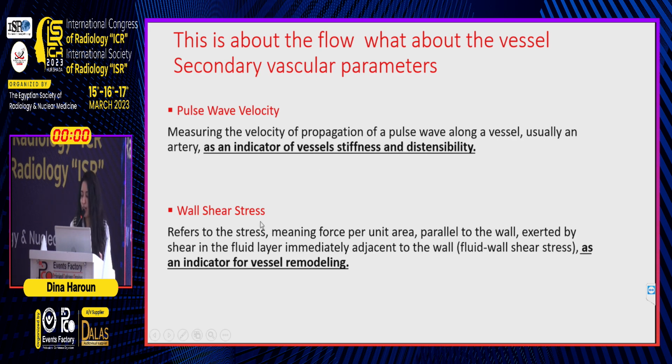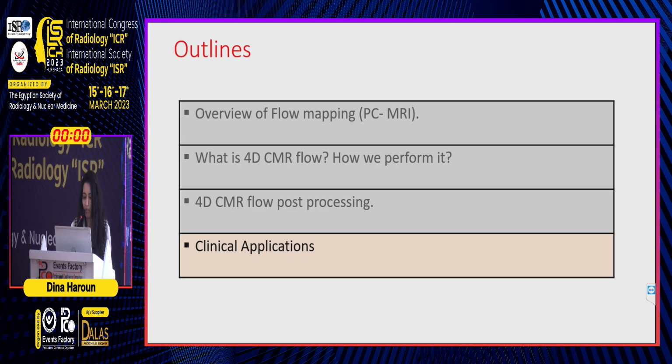The wall shear stress is the force per unit area parallel to the wall, and it's an indicator of vessel remodeling. Like in cases of aortic stenosis, coarctation, and aneurysms, the wall shear stress and remodeling is an important indicator with prognostic value, and it's only measured by the 4D flow.